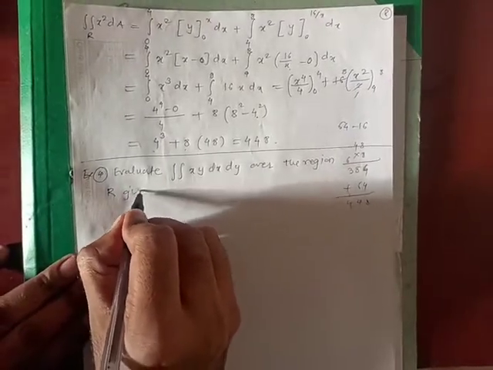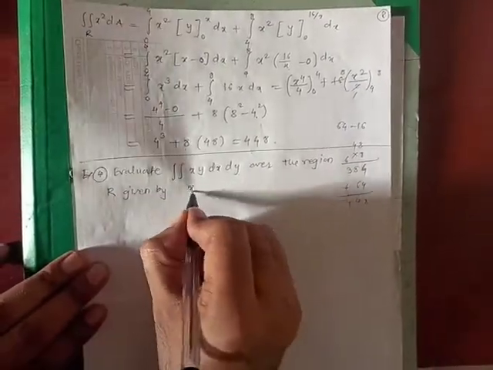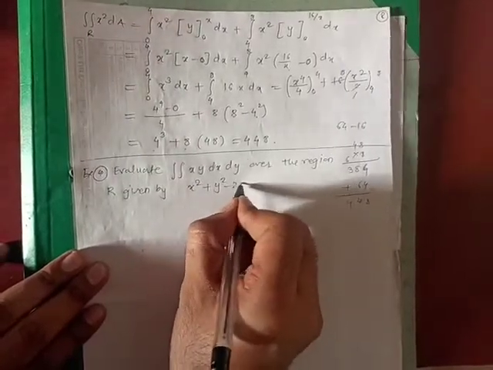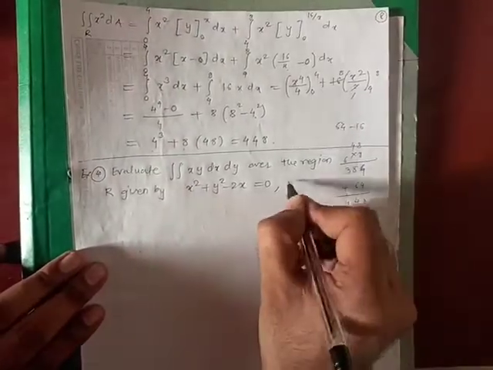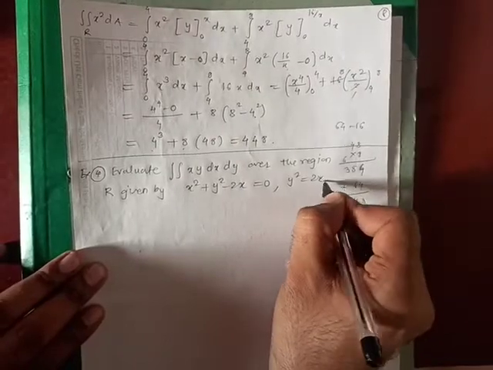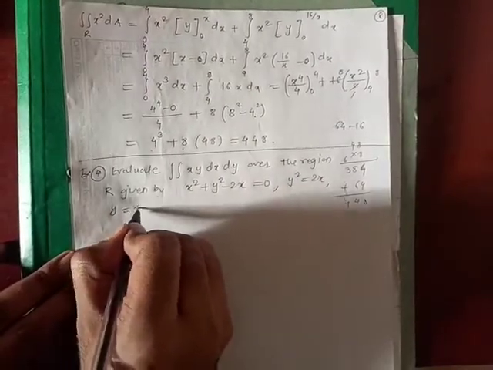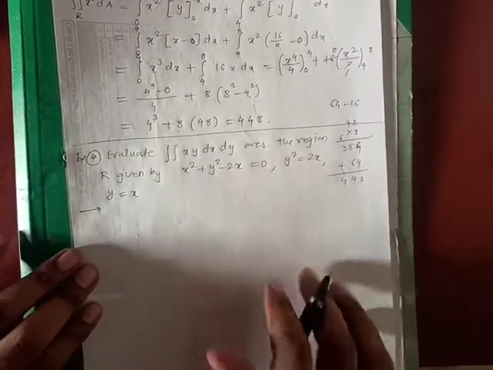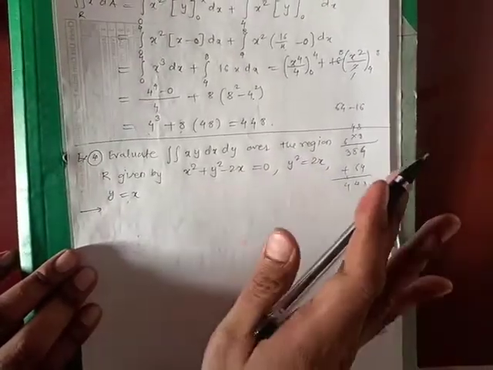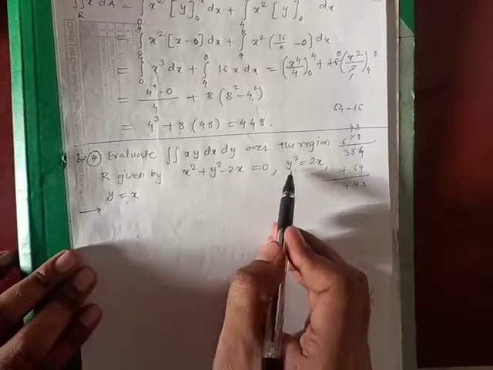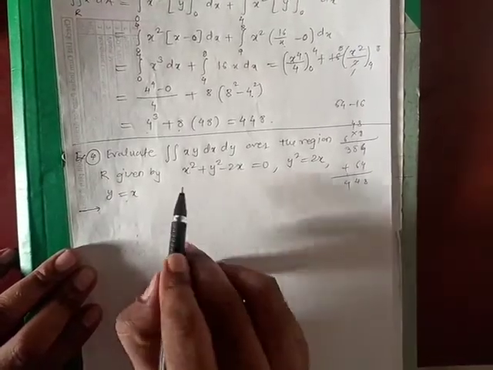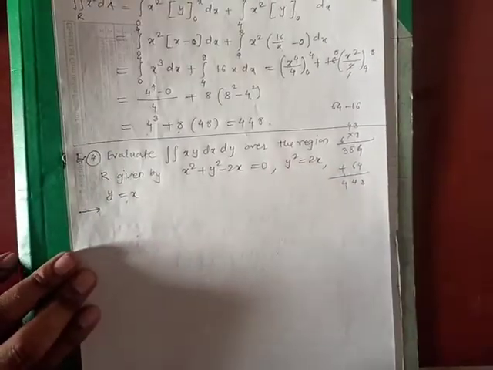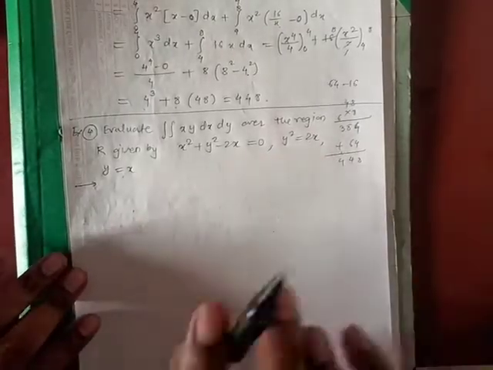given by x square plus y square minus 2x equal to 0. Next is y square equal to 2x, and the last is y is equal to x. Right? First of all, y is equal to x will be a line, obviously. Right? Y square equal to 2x will be a parabola. We have to understand what is this. It is not mentioned here.